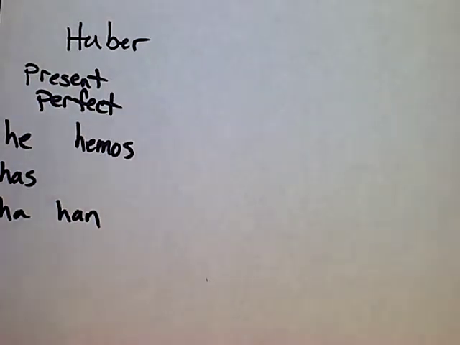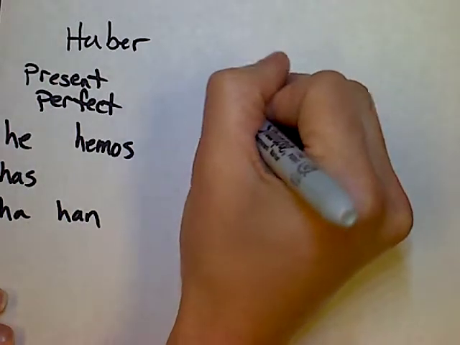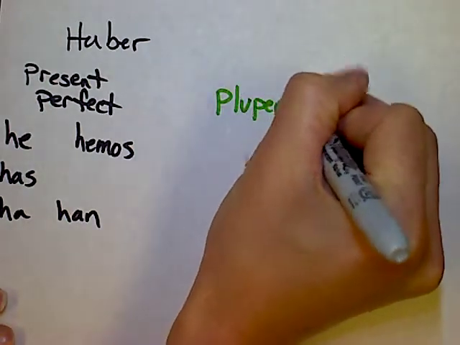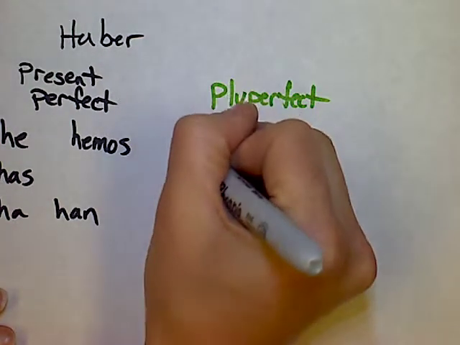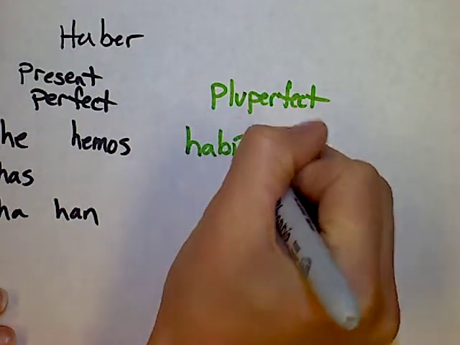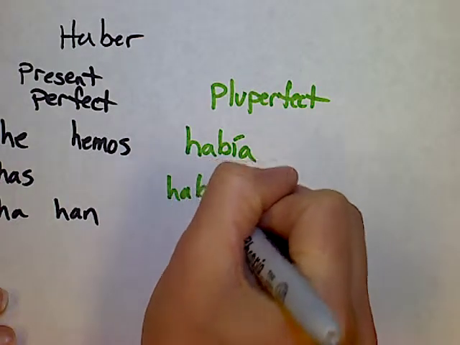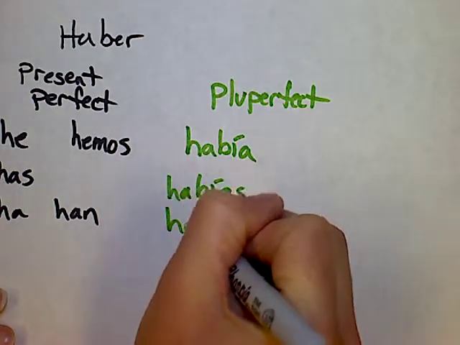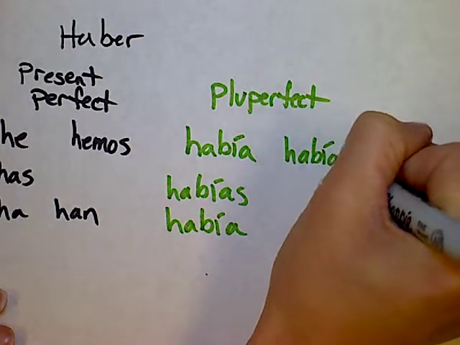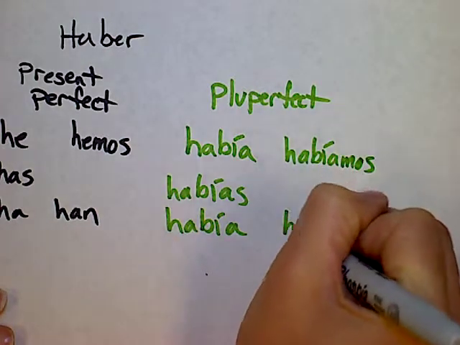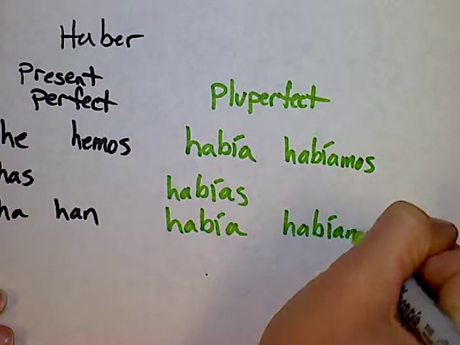If we are to switch that and use the pluperfect, then we simply conjugate haber in the imperfect form. That would be había, habías, and había. Of course, we need the we form, habíamos, and habían.